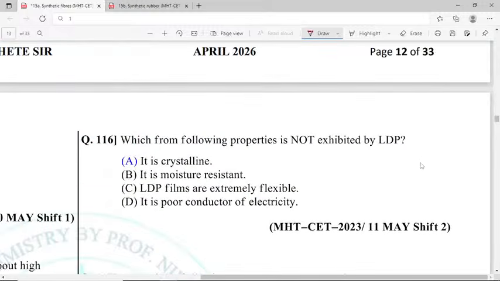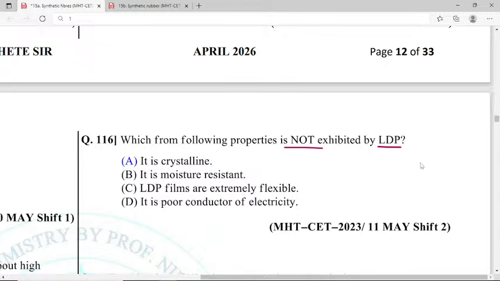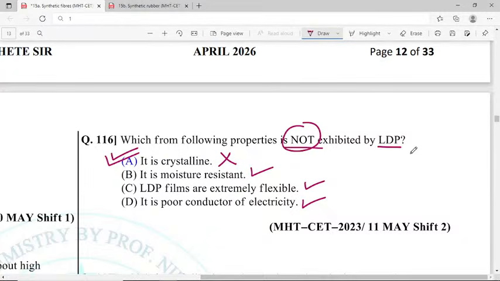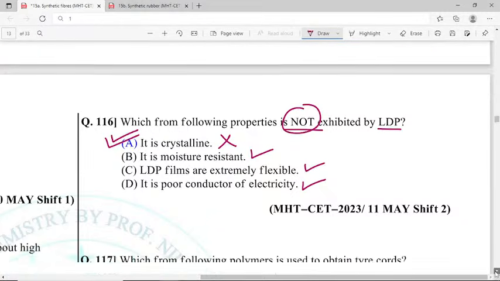Which from the following properties is not exhibited by LDP? Not shown by the LDP. It is crystalline. So low density is not crystalline. This is your answer. It is moisture resistant, yes. The films are extremely flexible, yes. It is a poor conductor, yes. So this is not a property of low density polythene. It is not crystalline.